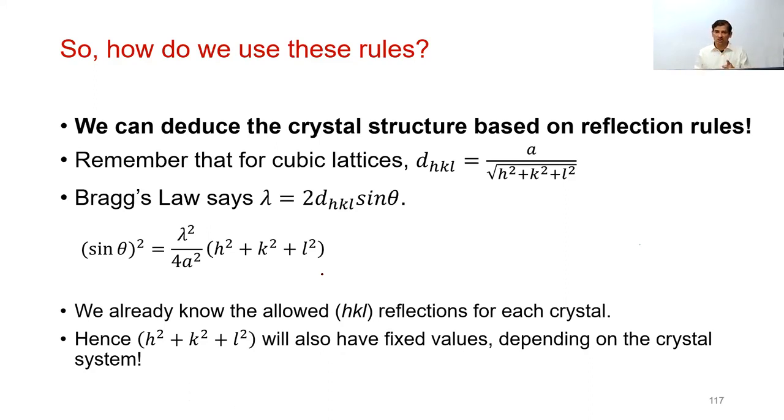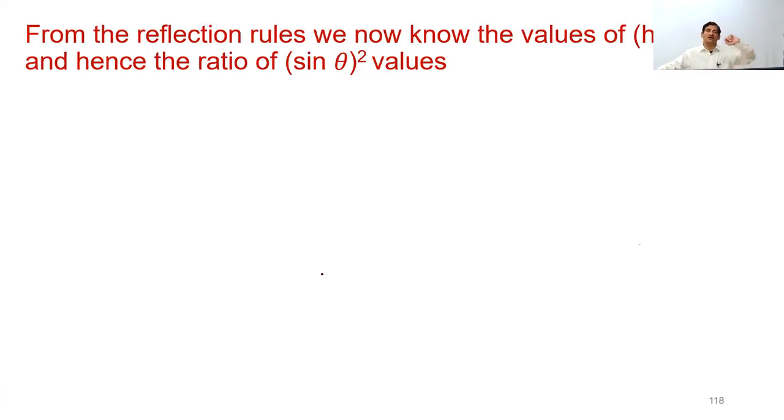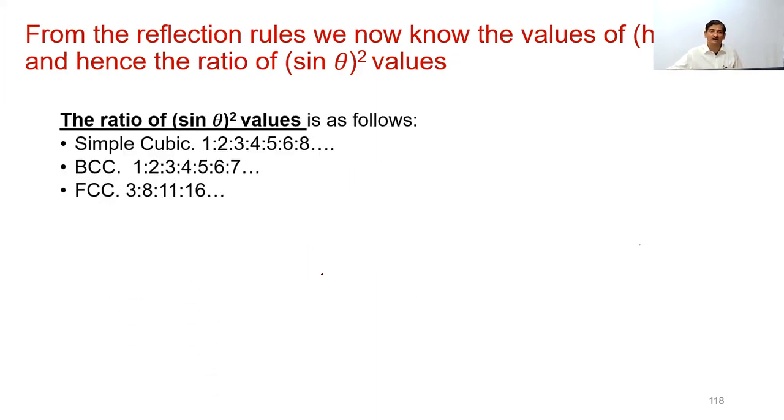Now what we need to do is, for example, look at the sine theta values for each of those diffracted peak positions. Take the sine square theta values, and there's something interesting coming up on the next slide. From the reflection rules, we now know the values of HKL. Since the HKL indices are fixed, the allowed ones are fixed for any particular crystal structure. For simple cubic, we saw all HKL are allowed. For BCC, there was something else.